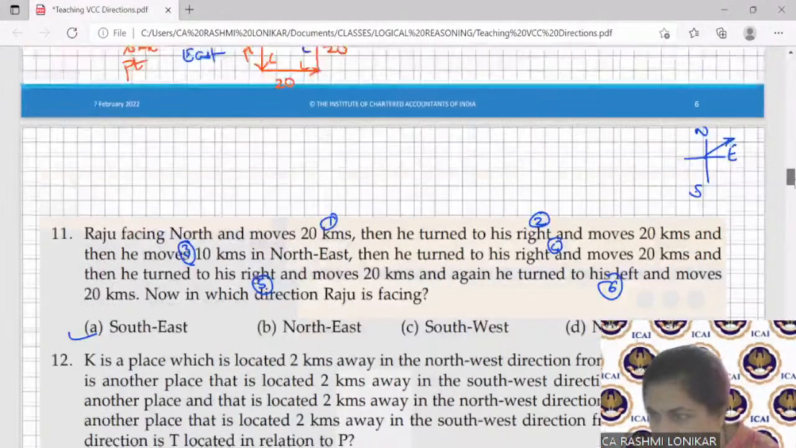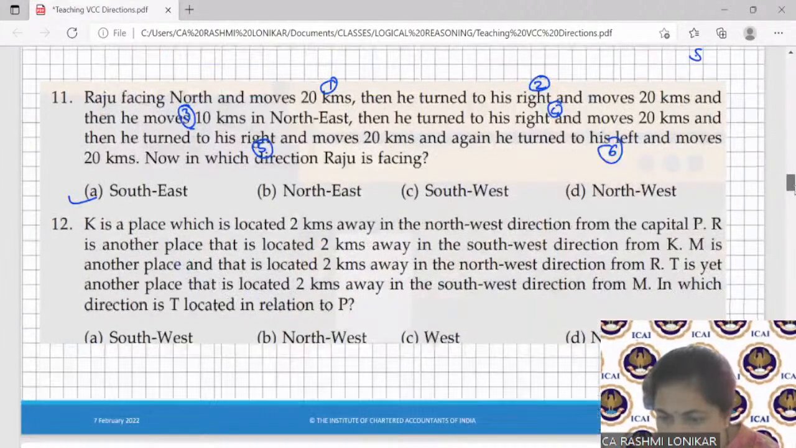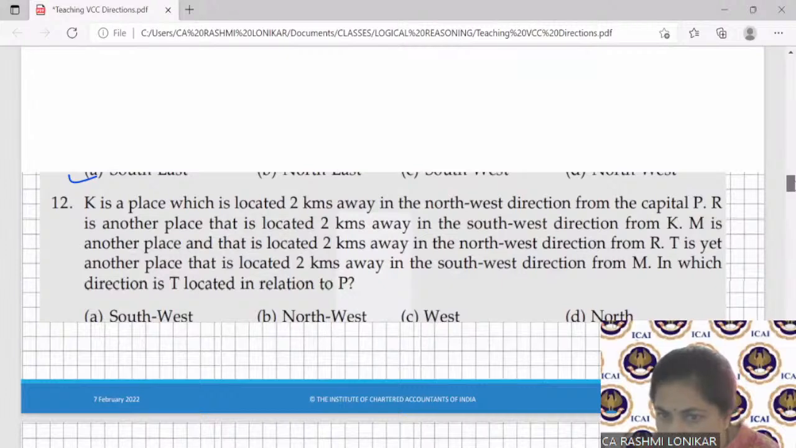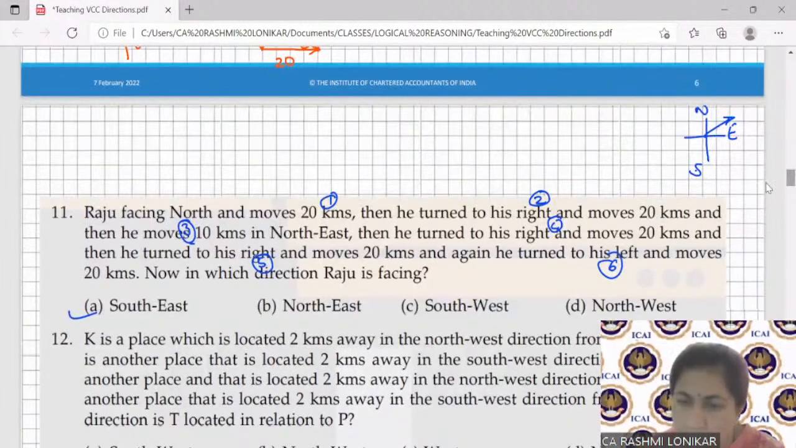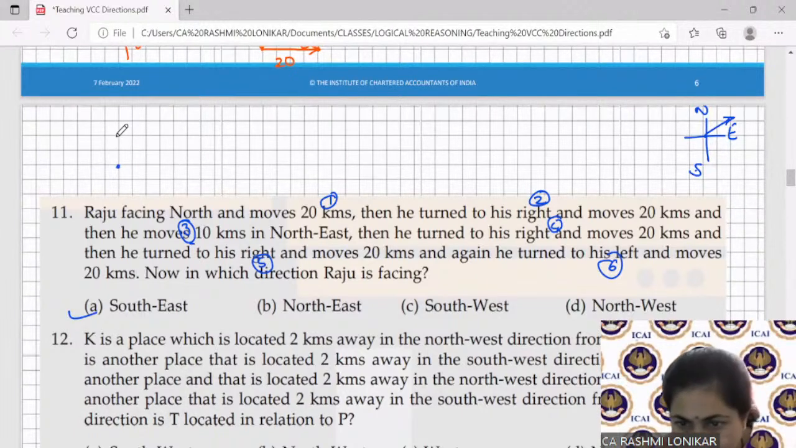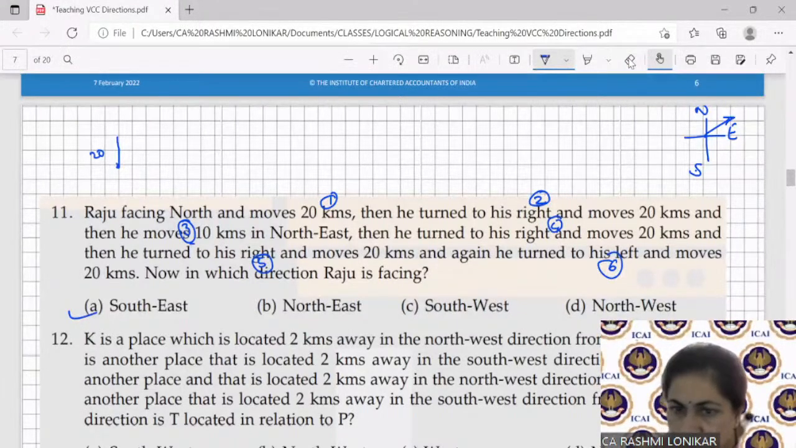Just let me see if I have more space here. Raju is here. He's facing north. He's moving 20. Okay, so he moved 20. Then he turned. Just let me write them 1, 2, 3, 4 so that you will understand which point has been covered. So I have covered the first point. This is the first point.